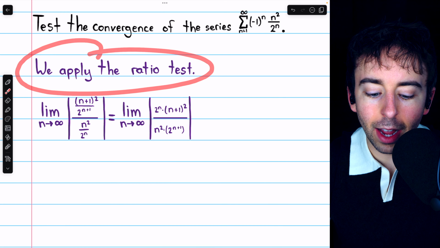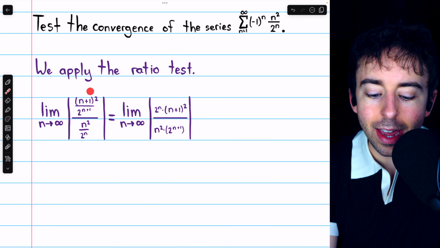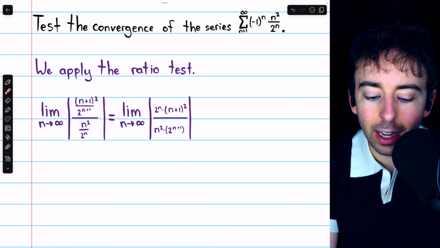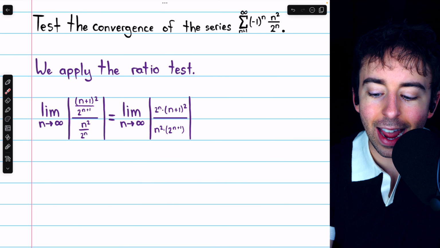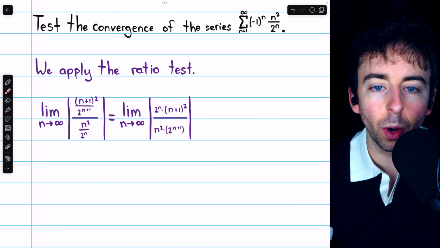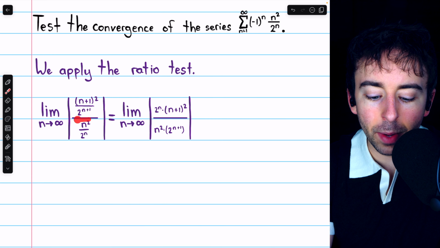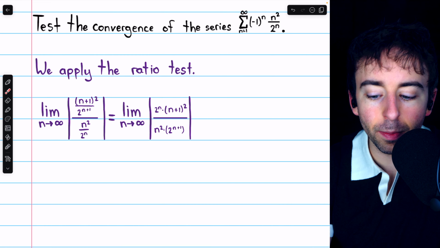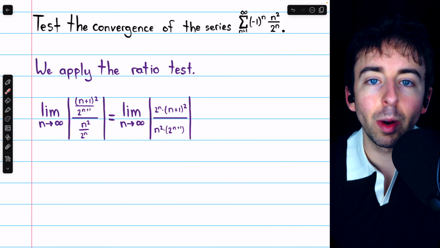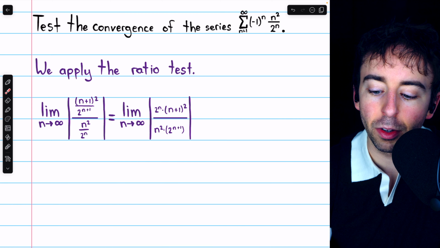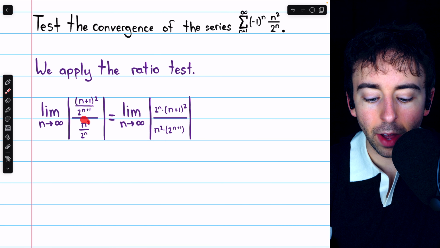So, applying the ratio test, we're looking at the limit as n goes to infinity of the absolute value of the n plus 1th term of the series divided by the nth term of the series. So the numerator is found by just taking a term of the series and plugging in n plus 1. So we have (n plus 1) squared and 2 to the n plus 1. And then the denominator is just the nth term of the series. The -1 we're totally ignoring because this is in absolute value bars. The ratio test requires us to use those absolute value bars, which means the -1 does not matter. Again, it's just the n plus 1th term divided by the nth term.